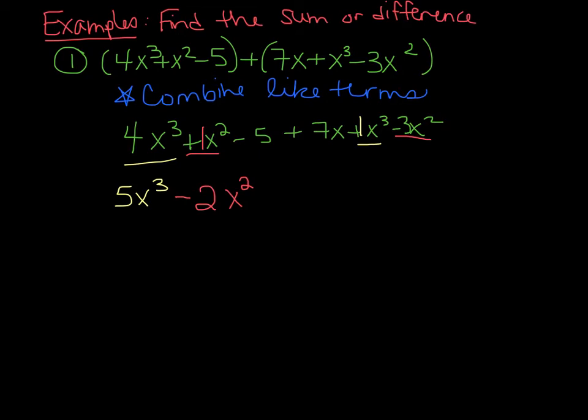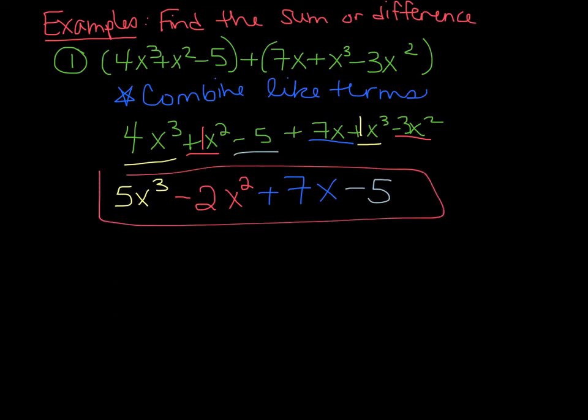The next thing I have is 7x. There's no term that has an x with it other than that, so I'm just going to rewrite that as 7x. I can't do anything with that. And the last term I have is this minus 5, so I'm just going to rewrite that as minus 5. I cannot do anything with that. And actually, this is all I'm going to do for this problem, so you don't do anything after that. So that's my answer.